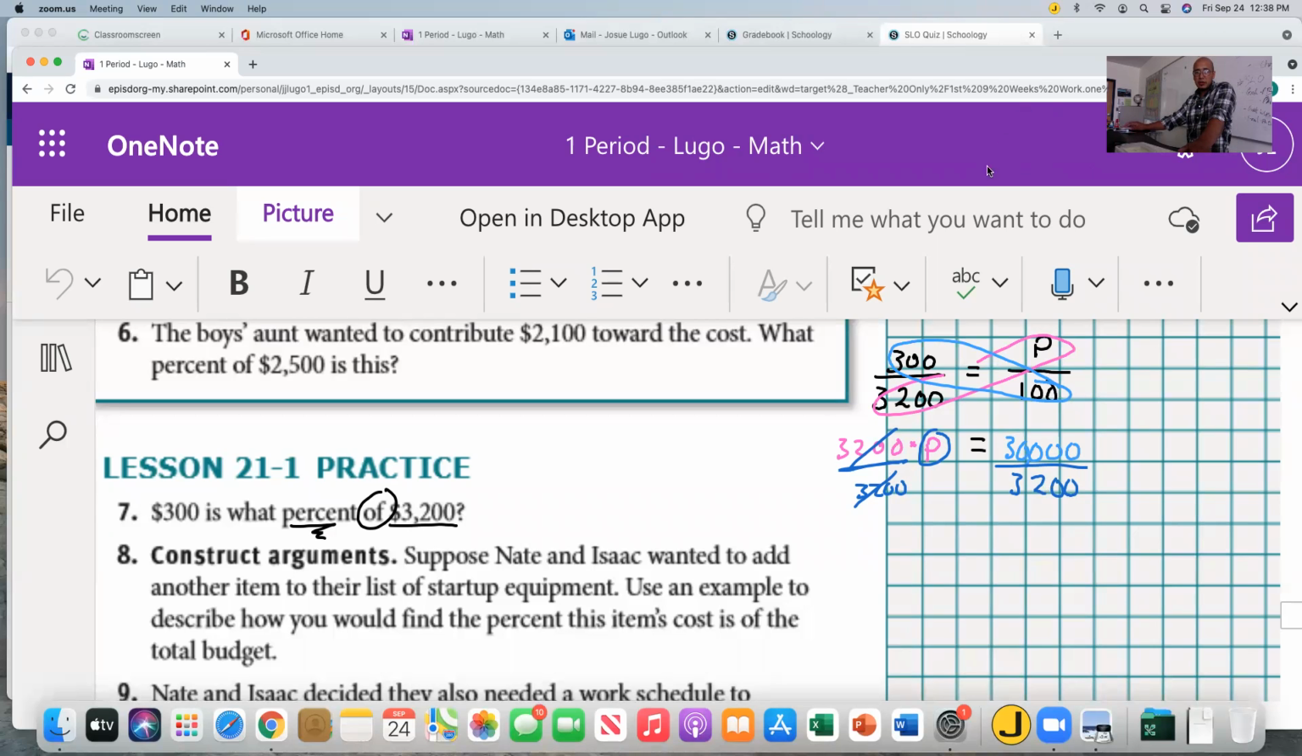Notice, ladies and gentlemen, how they have a common 0 right here. So I can cross those out. Another common 0 right here. I can cross those out. So that's really going to be 300 divided by 32. All right. 300 divided by 32.